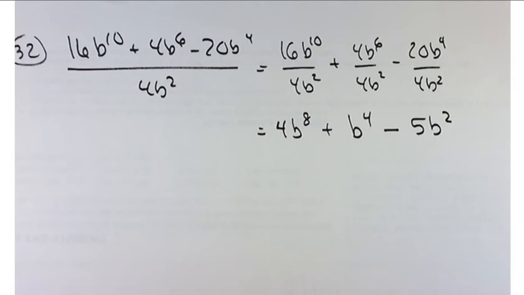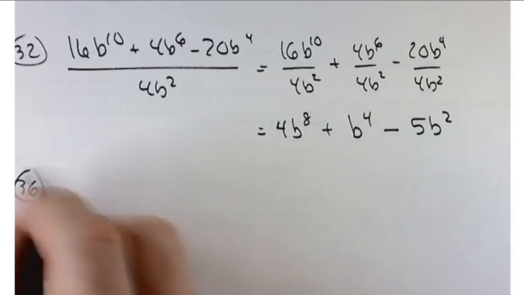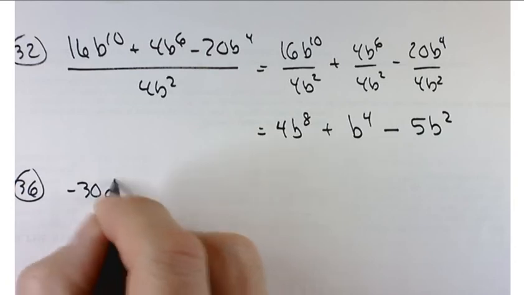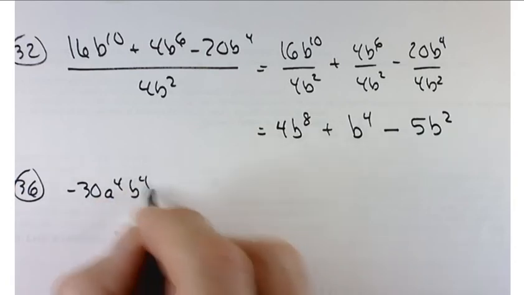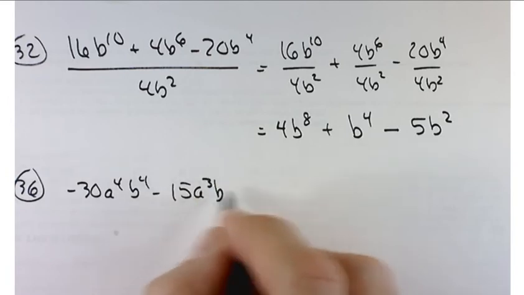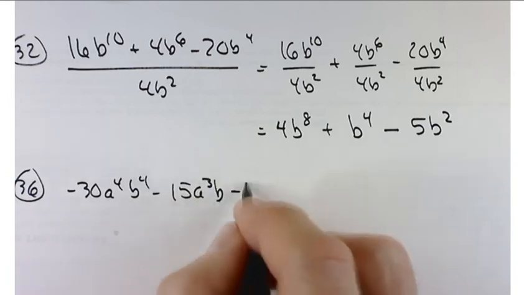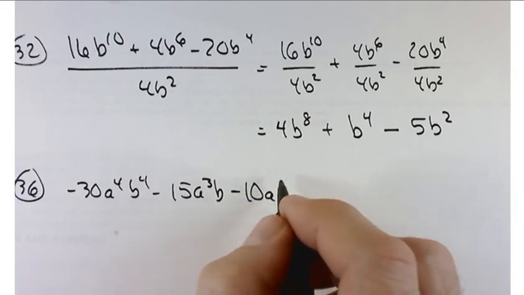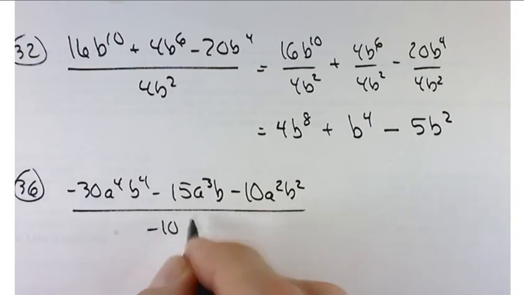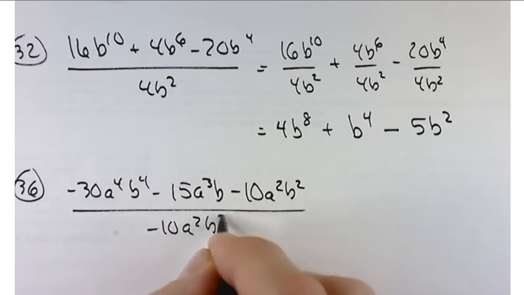Let's do one last one like this. This could be problem number 36. Negative 30, a to the 4th, b to the 4th, minus 15, a cubed, b cubed, or excuse me, a cubed, b, minus 10, a squared, b squared, all over negative 10, a to the 2nd, b to the 3rd.